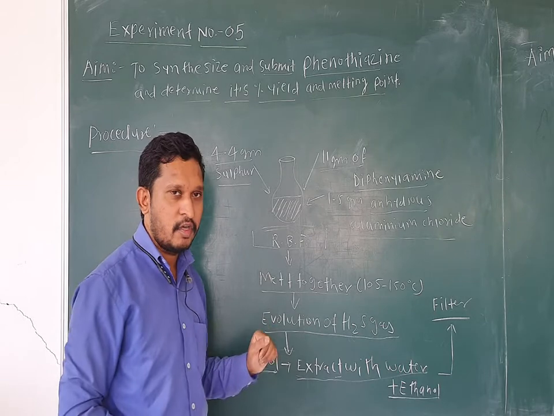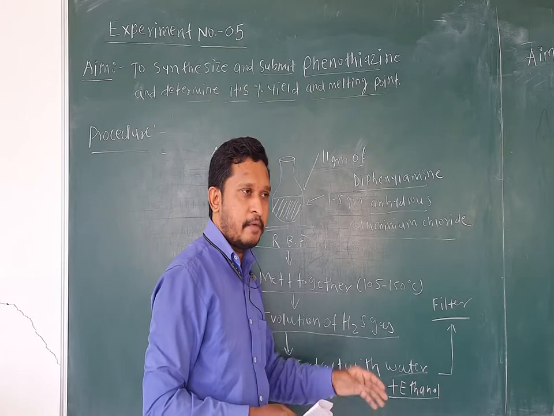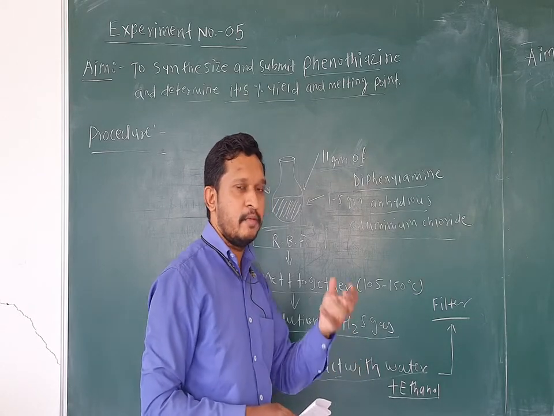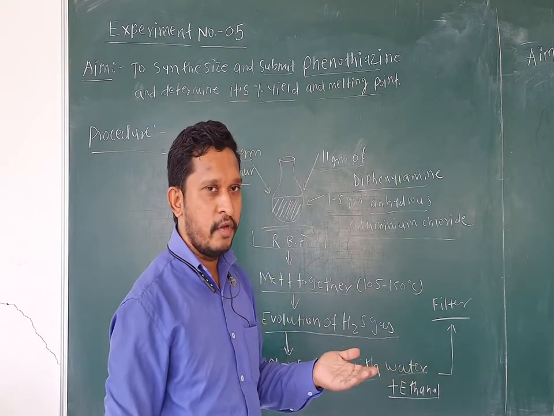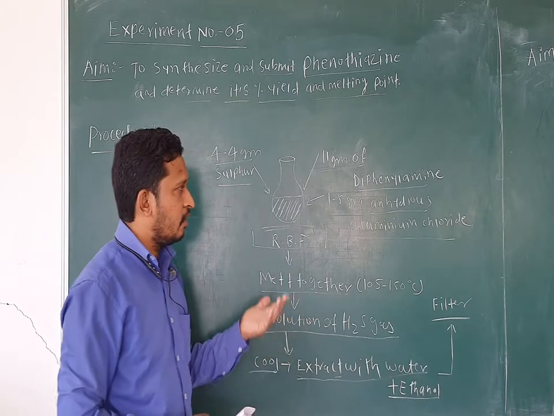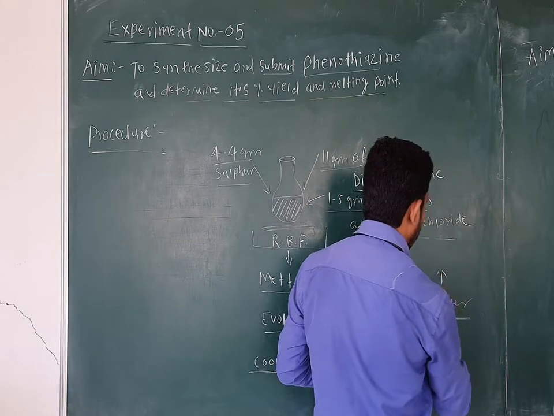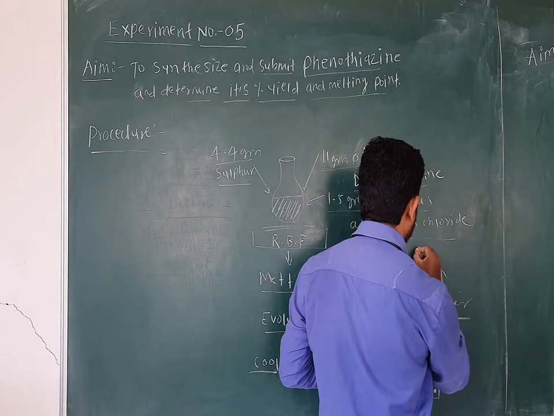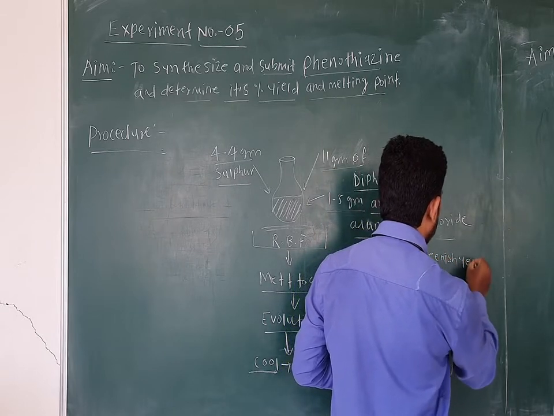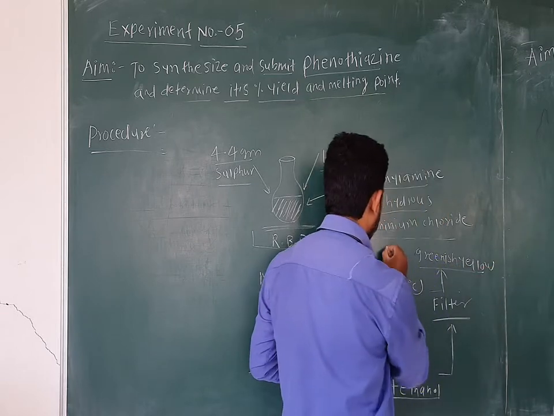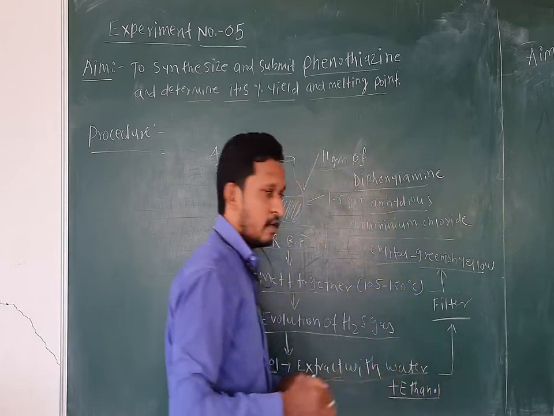After extraction with ethanol and cooling to room temperature, you get some precipitate. After cooling further in an ice bath, you will get the maximum amount of crystals of phenothiazine. The crystals of phenothiazine are greenish yellow in color. That will be your actual compound.